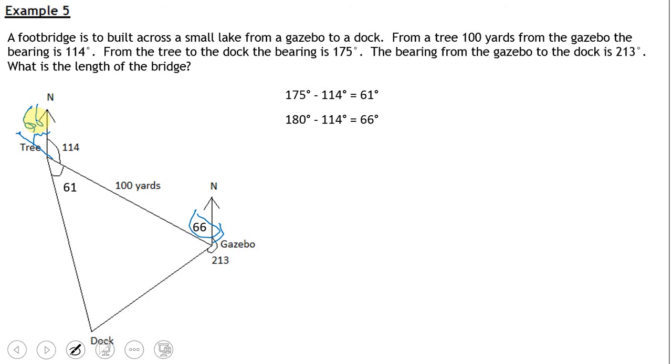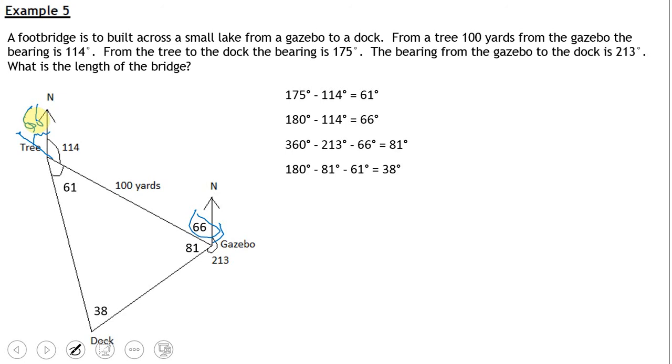We've got two of the angles around a point. Angles around a point add up to 360. So 360, take away the 213, take away the 66, gives us 81 degrees, which gives us a second angle in that triangle. And then for completeness, we've got two angles of a triangle. All three angles add up to 180 degrees. So 180 minus 81 minus 61 gives us 38 degrees. We have all three angles of that triangle.